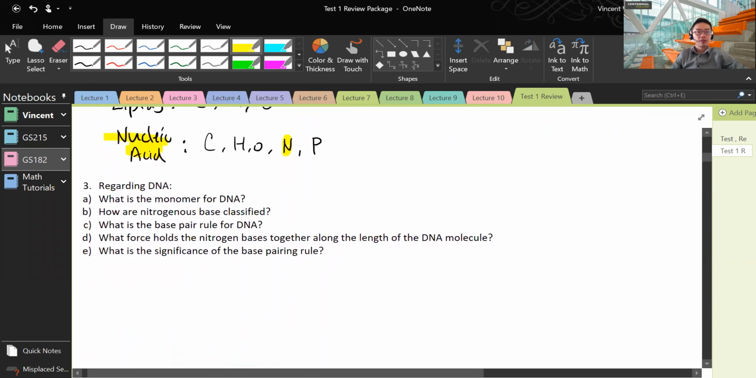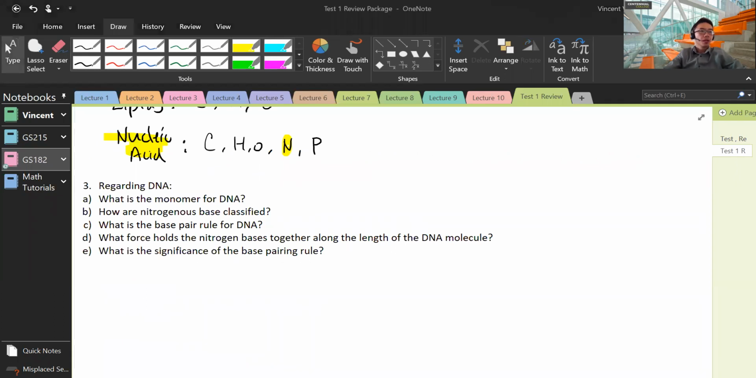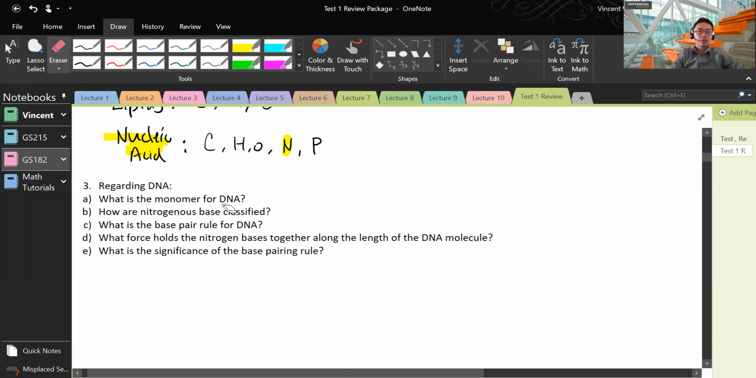All right, a lot of stuff going on here for question number 3. Regarding DNA, what is the monomer of DNA? So the monomer of DNA is going to be nucleic acid. Oh, sorry, nucleotide, I mean nucleotide. Okay, so the nucleotide has different parts to it, right?